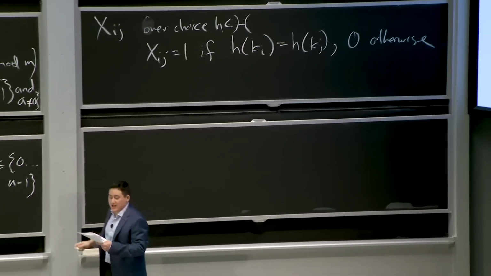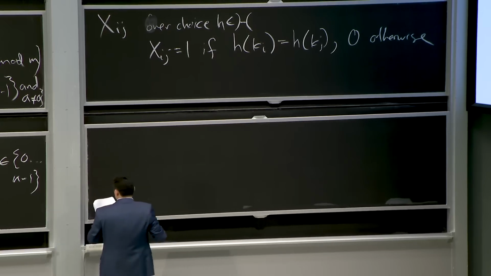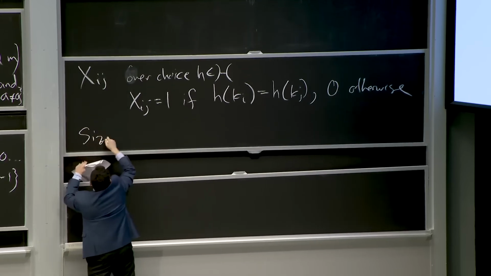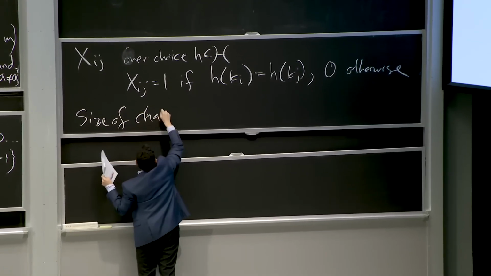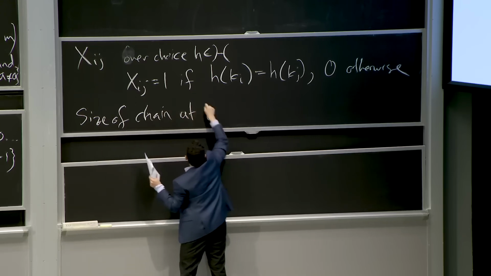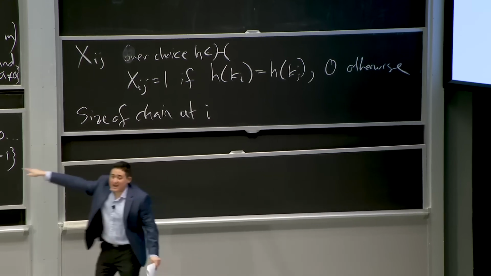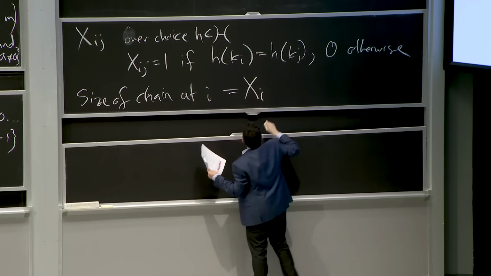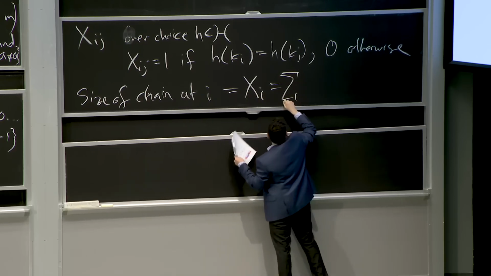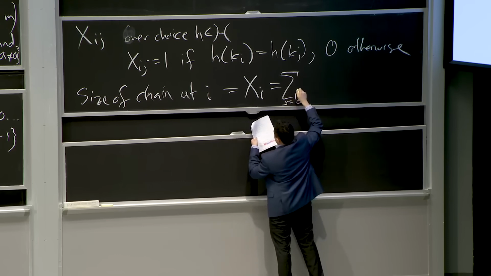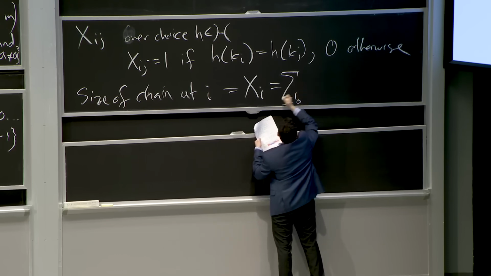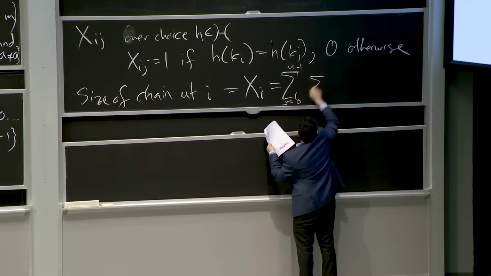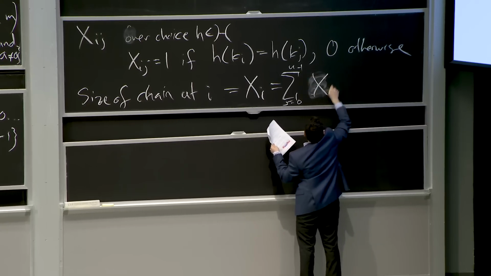So the size of a chain, or let's put it here, the size of the chain at i in my hash table is going to equal, I'm going to call that the random variable X_i. That's going to equal the sum over j equals 0 to, I think, u minus 1 of X_ij.